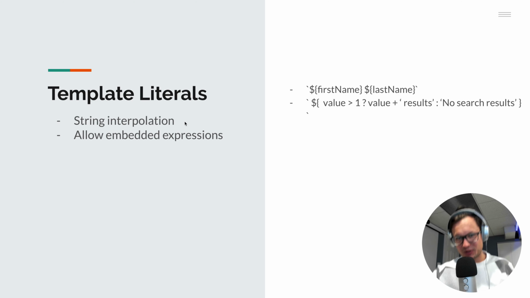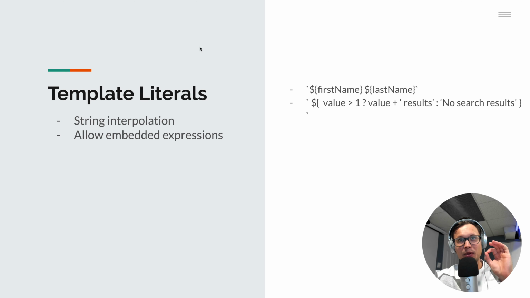Template literals to the rescue, I should say. Template literals in ES6 is a way for us to, one, do string interpolation, and two, allow embedded expressions. Now, what do I mean by that? String interpolation is simply a way to construct a string using variables in a very simple manner. And embedding expressions is a way for us to do calculations within strings in a very simple manner as well.